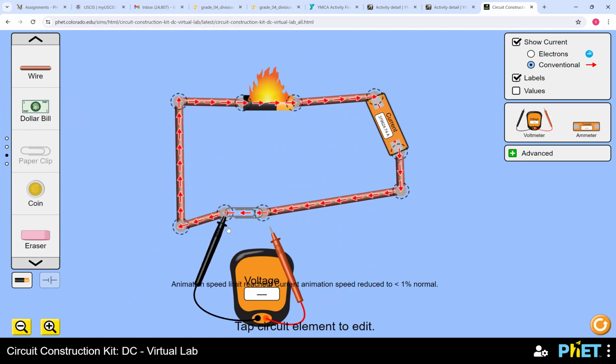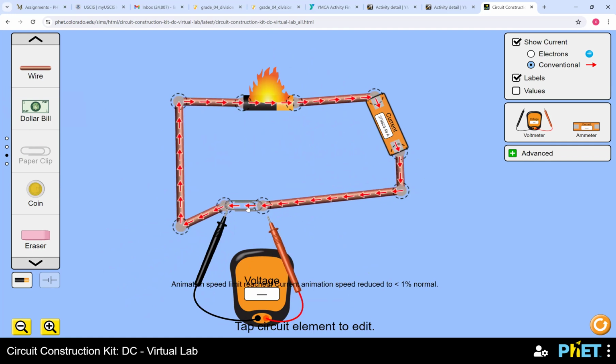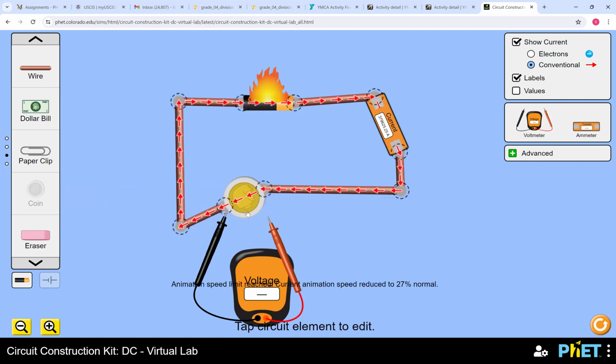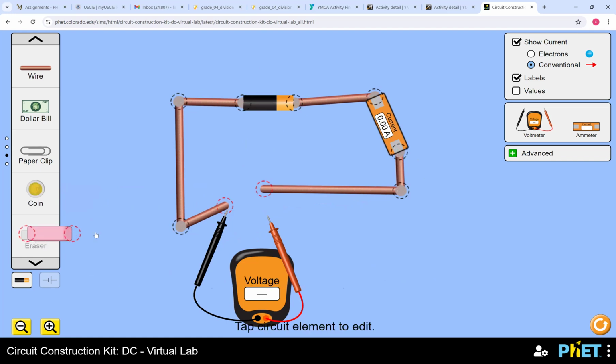What is happening? And then put it here. See what is happening. And then you remove the paper clip. You can replace it with a coin, and then you can see what is happening, okay? Oh, and then you can replace it with an eraser, and see what is happening. So I want you to try different materials connected to the circuit and see what is happening. And that is the second question of your lab.